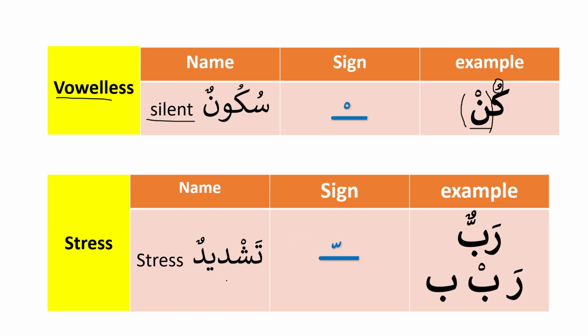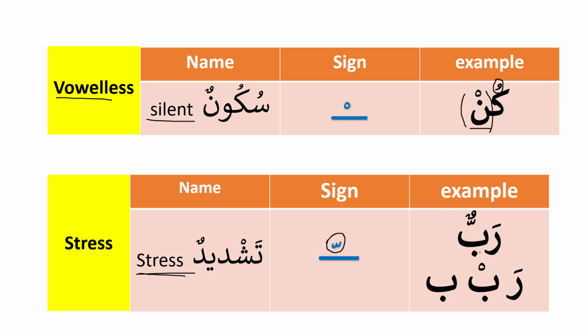And then the last one is tashdid. What is tashdid? It is basically stress. And why is it called stress? Because the letter is pronounced with stress, and basically there are two letters. The rule in Arabic is that when two letters are the same, they are assimilated, or put together and merged into one, and tashdid is placed on that. So that's why it is called tashdid, as we can see over here.